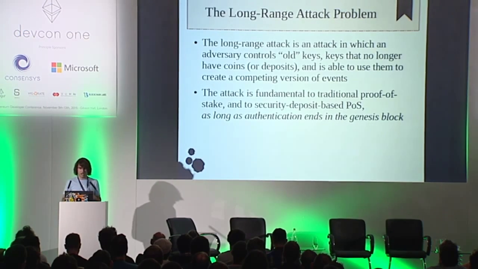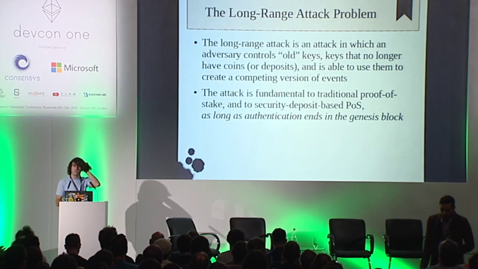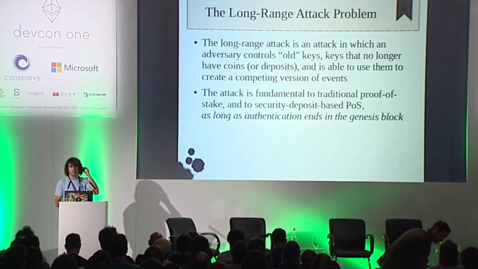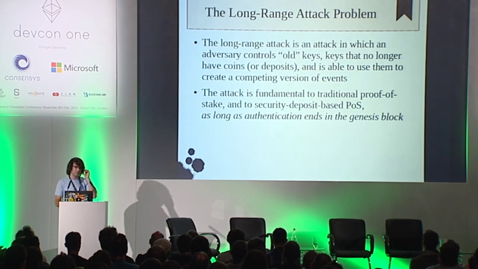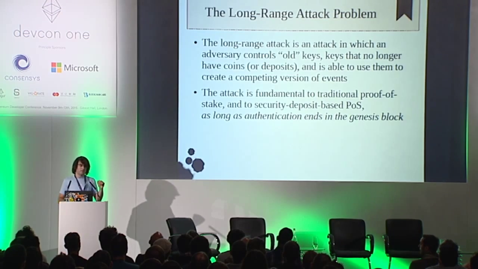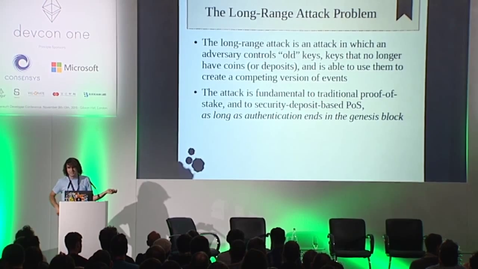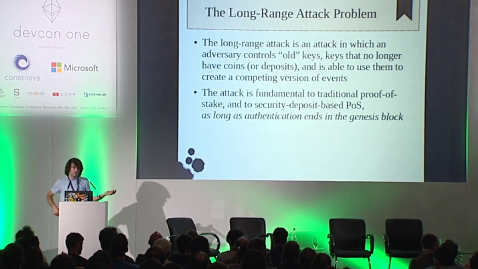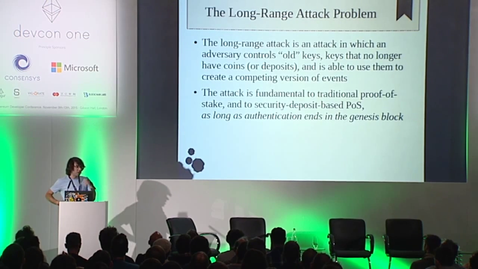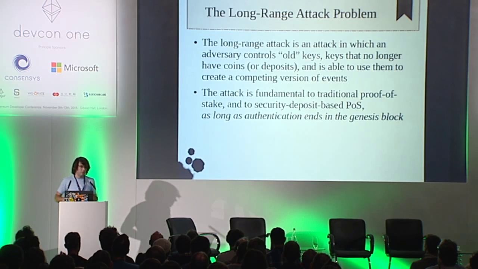So then we have the long-range attack problem. The long-range attack problem is basically that an adversary who controls old keys that perhaps no longer have coins in them, and the reason we assume they no longer have coins in them is because then it's cheap for the attacker to buy these keys. So the attacker could use old keys to produce chains that have a higher score.